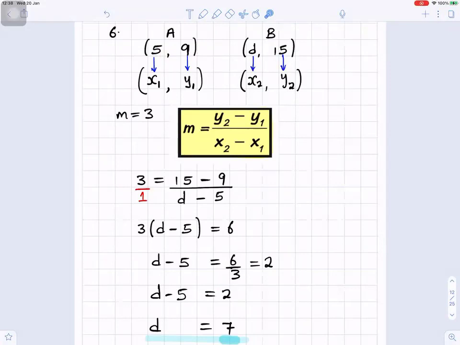First, we want to identify which one is X1. So X1 is 5 and Y1 is 9. X2 is D and Y2 is 15. All we do now is substitute into the formula. And M is 3, as given in the question. The gradient is 3. So we have Y2, which is 15, minus Y1, which is 9, divided by X2, which is D, minus X1, which is 5.